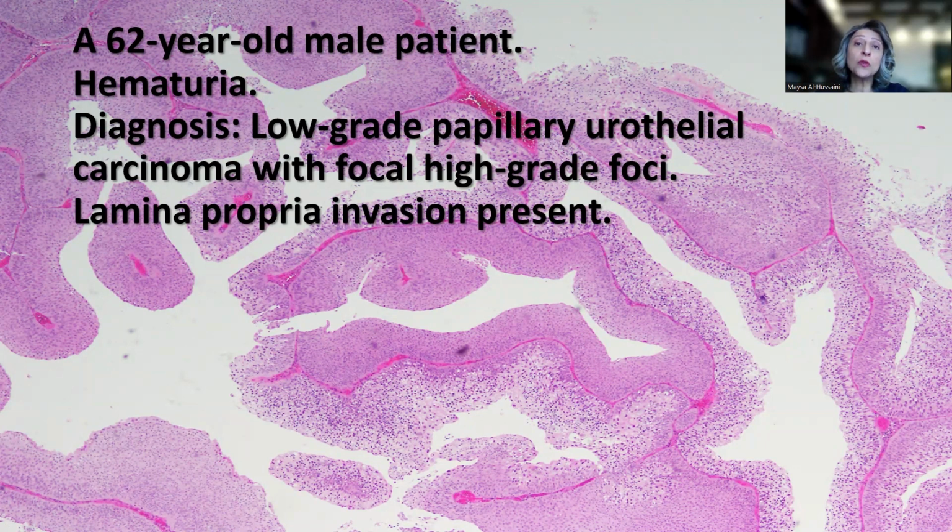Remember that what was beautiful about this case is how cytokeratin 20 highlighted and supported the two components: the higher grade component, which was strongly diffusely positive, versus the low-grade component, which showed only focal positivity in some of the umbrella cell layer component.